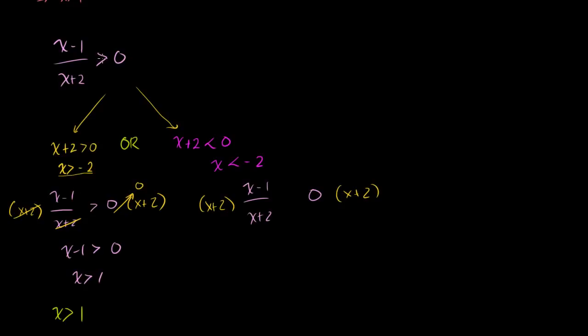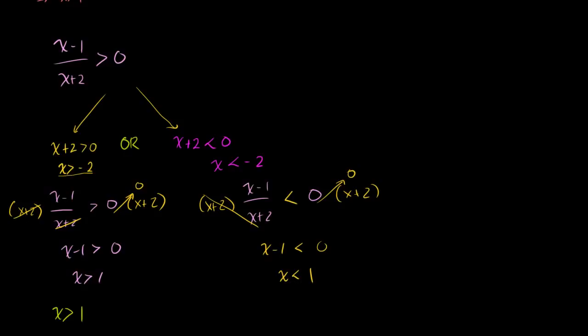So this greater than sign will become a less than sign, because we're assuming that x plus 2 is negative. These cancel out. 0 times anything is 0. And we get that x minus 1 is less than 0. Solving for x, adding 1 to both sides, x is less than 1. So in the case that x plus 2 is less than 0, or x is less than minus 2, x must be less than 1.